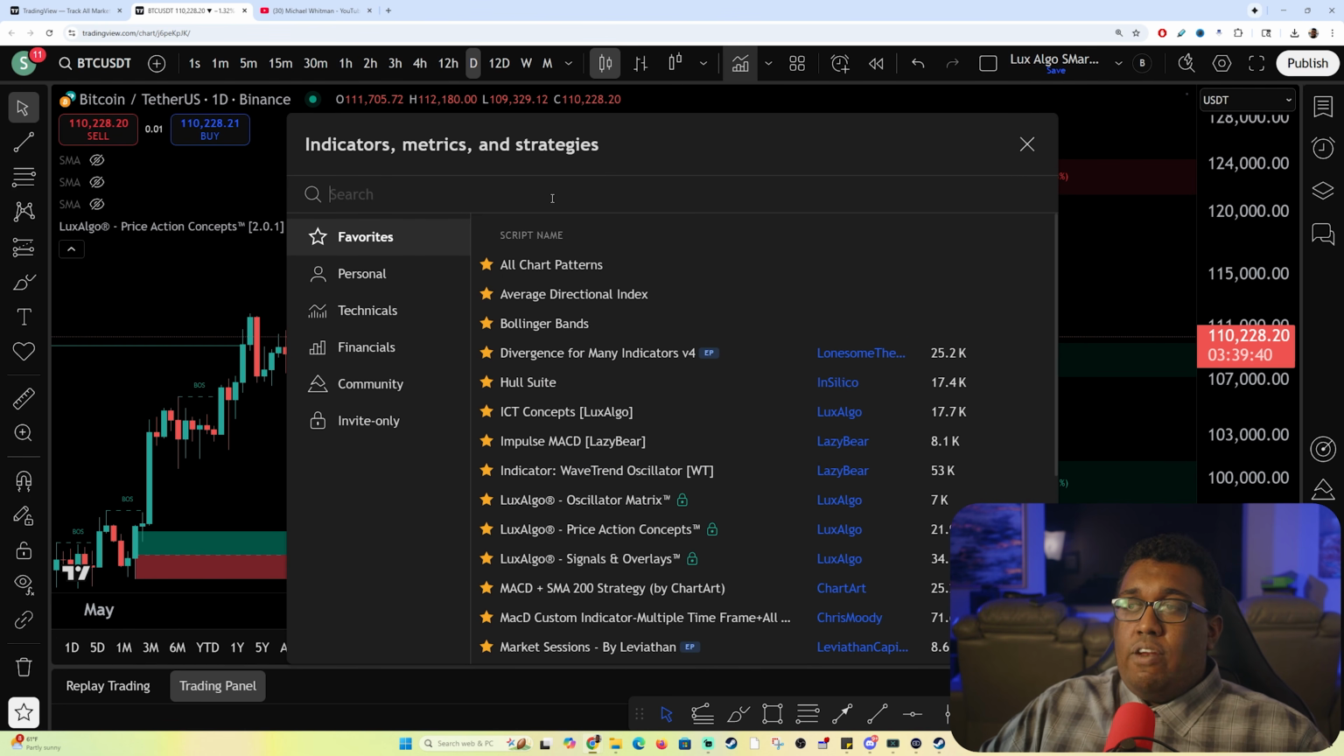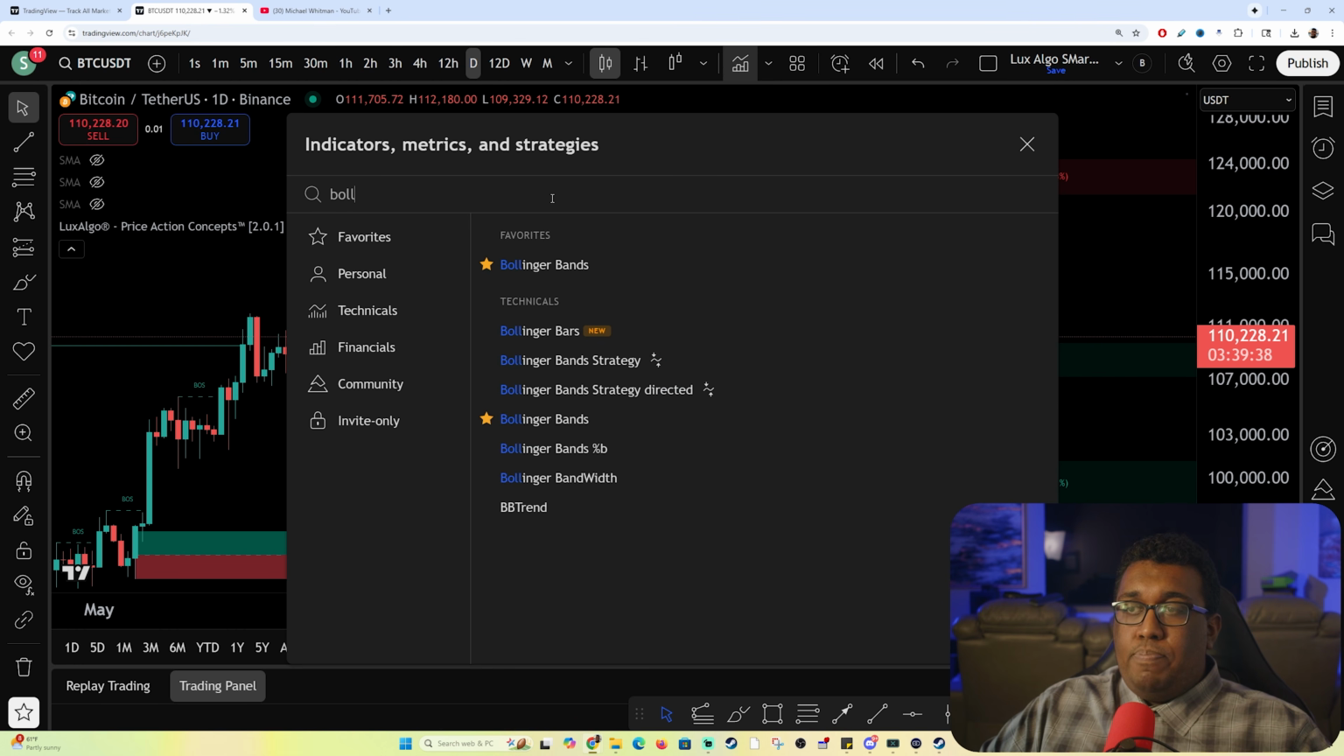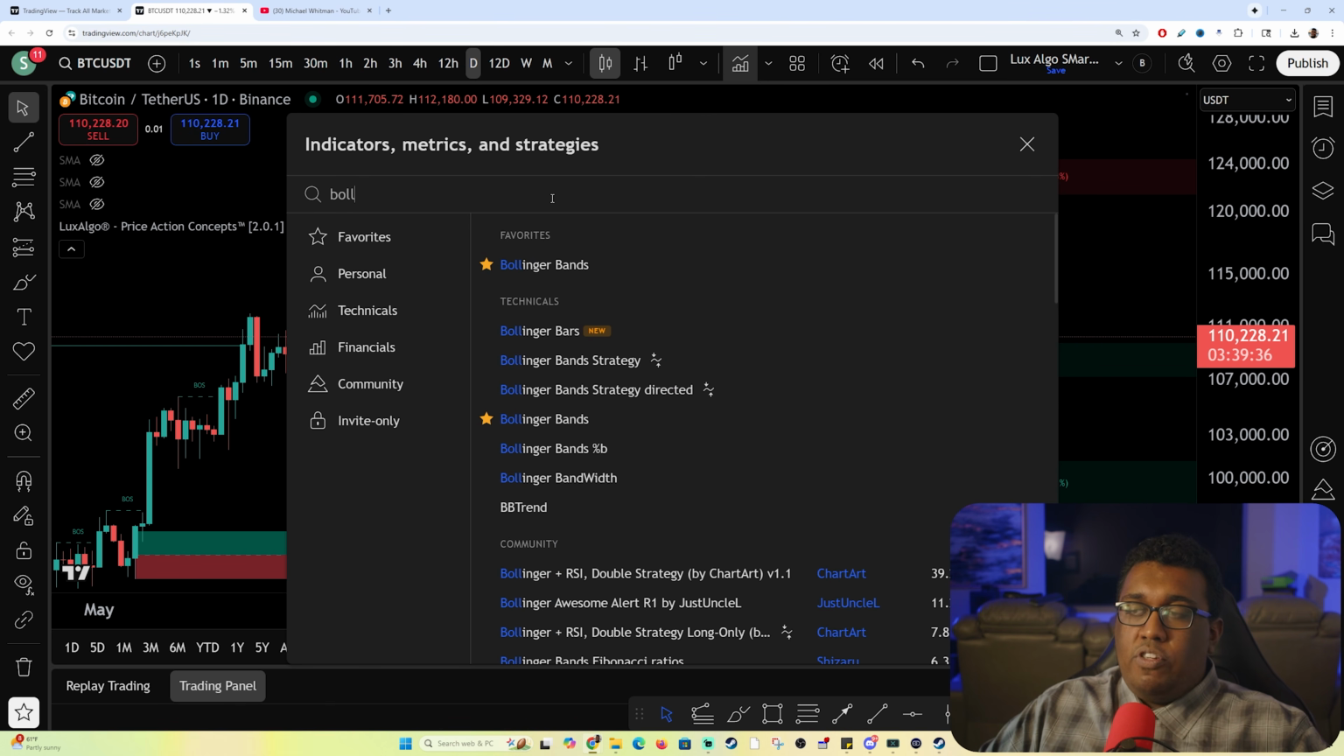Go over to indicators, metrics, and strategies and just type in the word BOLL. That's the beginning of Bollinger Bands. If you go here under technicals, it's going to be right there as the fourth option. If you feel like you may use this quite a bit, which I recommend, go over here and give it a gold star and it'll add it to your favorites list.